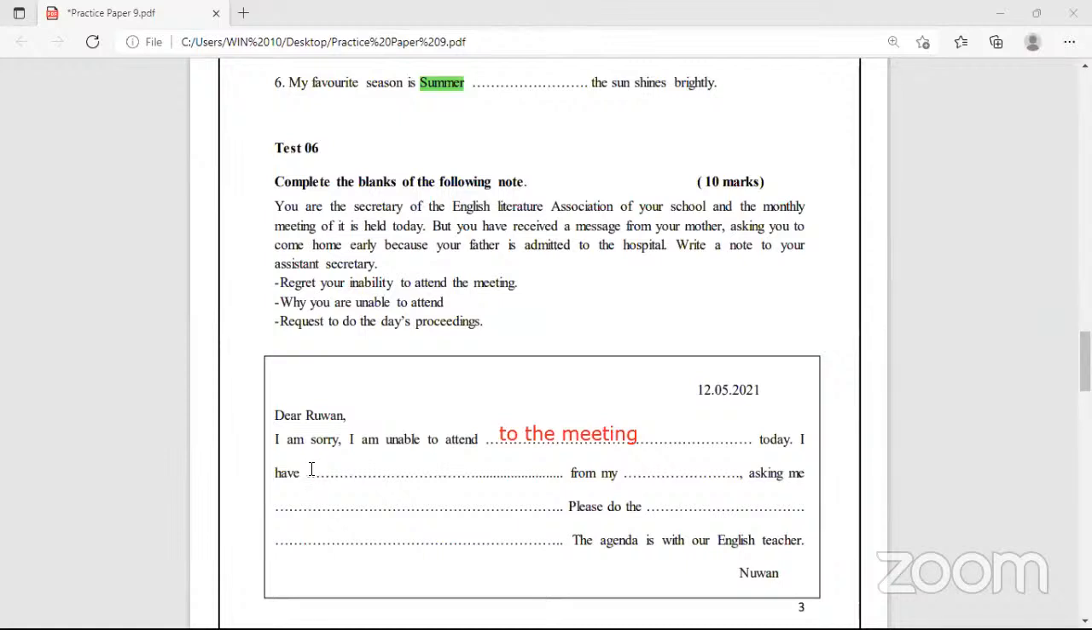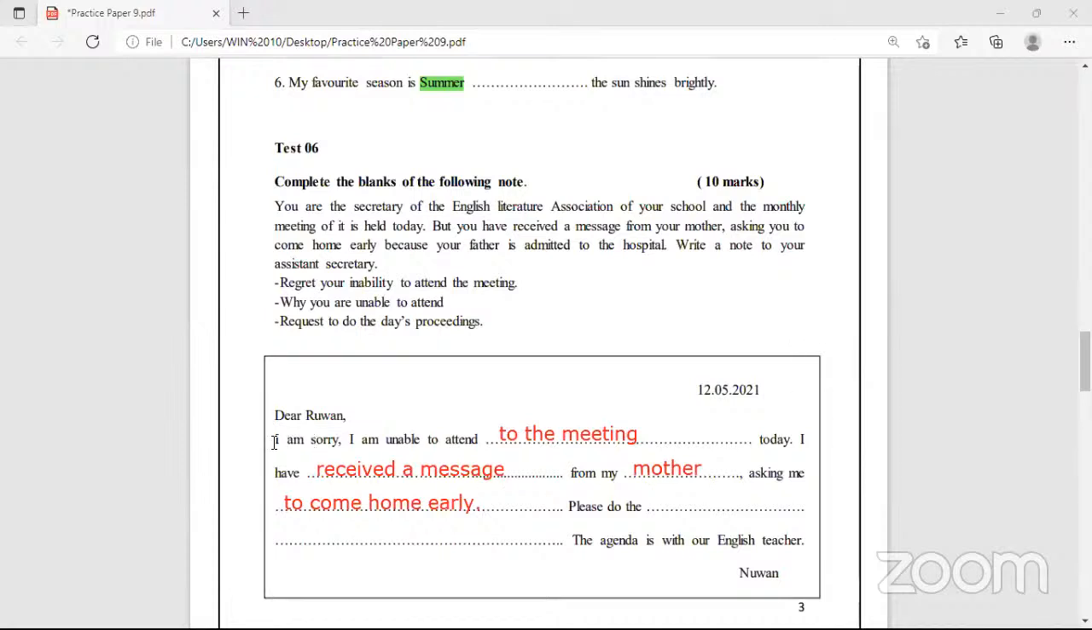Next answer, here you can see you have received a message. I have received a message from my mother. The message is telling the reason, right? Asking me to come home early, right? කලින් ගෙදර එන්න කියලා, right? This is the reason why he is unable to attend the meeting, right?